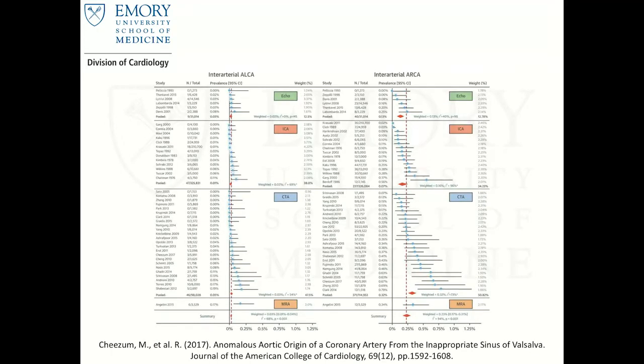This is essentially a similar figure, but looking specifically at the interarterial subtypes. Again, there's a wide variation for the same reasons I just discussed, but the take-home point is that interarterial left coronary is rare relative to interarterial right coronary. The estimated prevalence of the anomalous left coronary is around 0.03%, so quite rare. And interarterial anomalous right coronary is also rare, but more prevalent, around 0.25%.